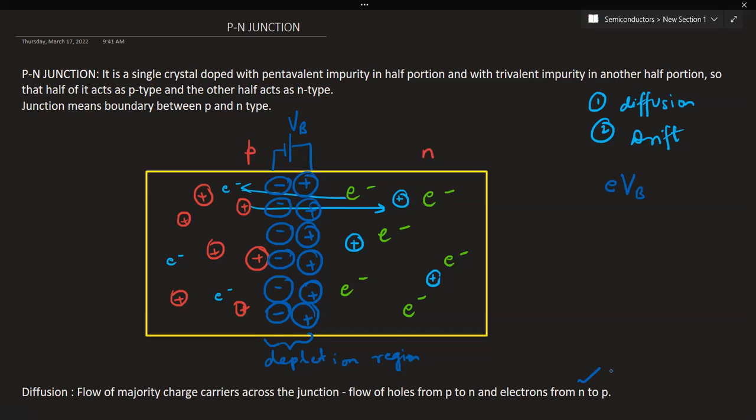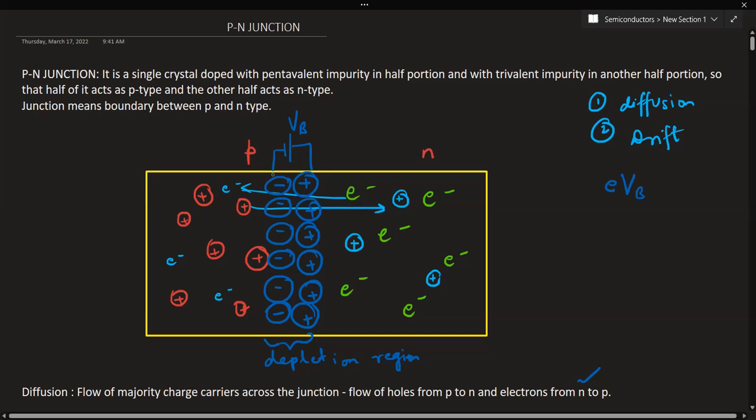Now see, in case of diffusion, what happens? When holes move towards the N side, this creates negative ions. And when electrons diffuse from N to P side, this creates positive donor ions. So a negative layer is set up and a positive layer is set up. The distribution of charge near this junction is in this manner: on the P type side a negative charge layer is set up, and on the N type side a positive layer is set up.